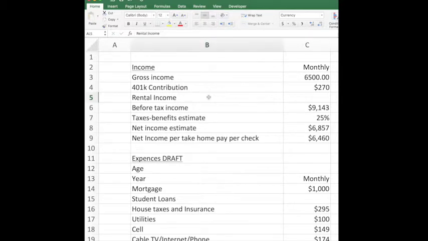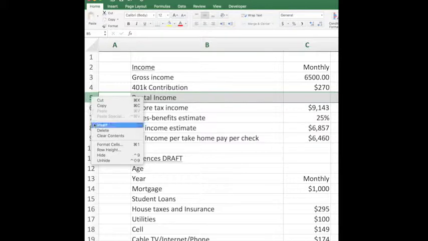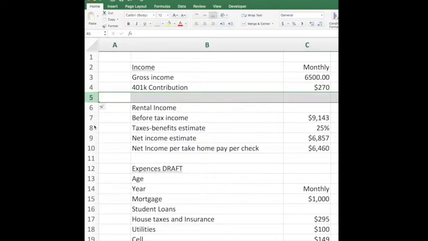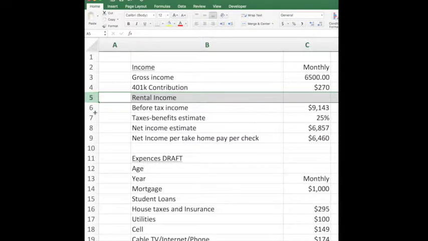I'm sorry, that's making you dizzy. So that's eventually rental income. And you can always add that afterwards. You can always insert a cell. Just go to the left-hand side here and insert, and you would insert a cell in there. I'm going to undo that because I don't want to mess up the template.